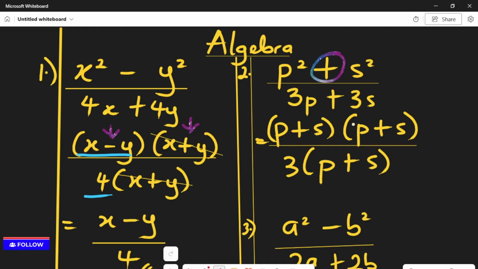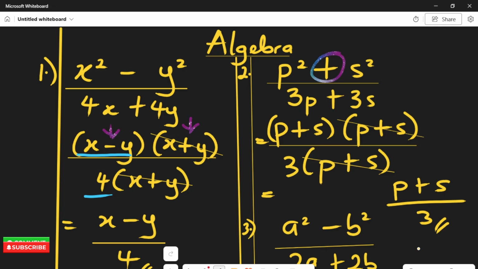So we're going to use p plus s. So p plus s right here will divide this one. That's our sacrificial lamb. Sorry, my condolences. p plus s, second p plus s. Okay, so our final answer is going to be p plus s all over 3. Yeah, and that is it.